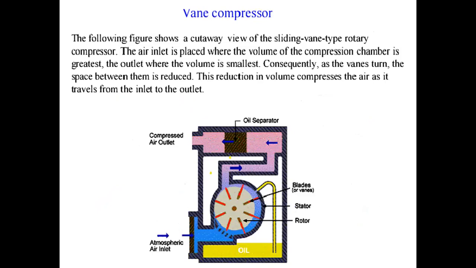Vane compressor. The following figure shows a cutaway view of this sliding vane type rotary compressor. The air inlet is placed where the volume of the compression chamber is greatest, the outlet where the volume is smallest. Consequently, as the vane turns, the space between them is reduced. This reduction in volume compresses the air as it travels from the inlet to the outlet.